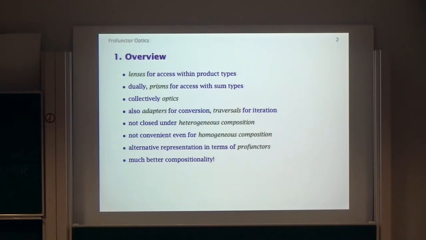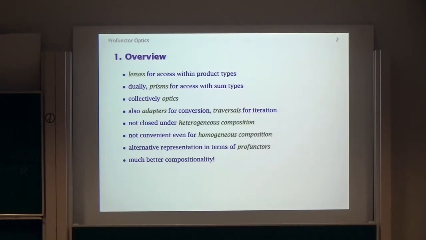I'm going to talk about lenses, data accessors. So think of the getters and setters for the fields of a record. In a certain community, those things are called lenses. They give you access to an aspect of a composite data structure, so to one of the fields of a record.